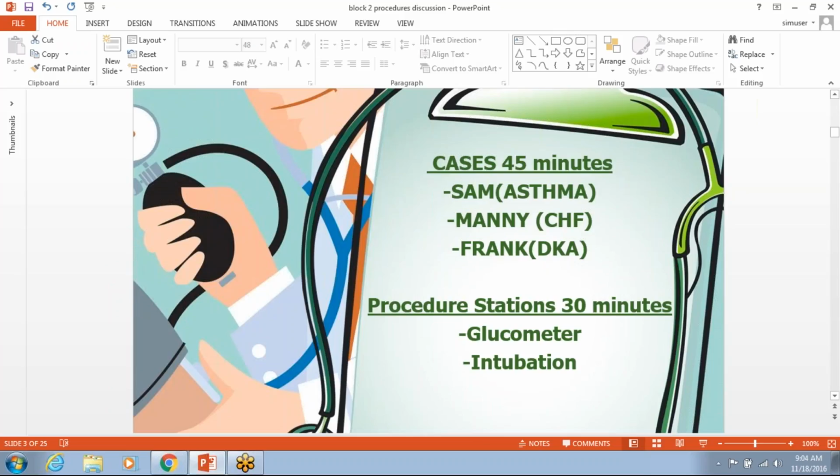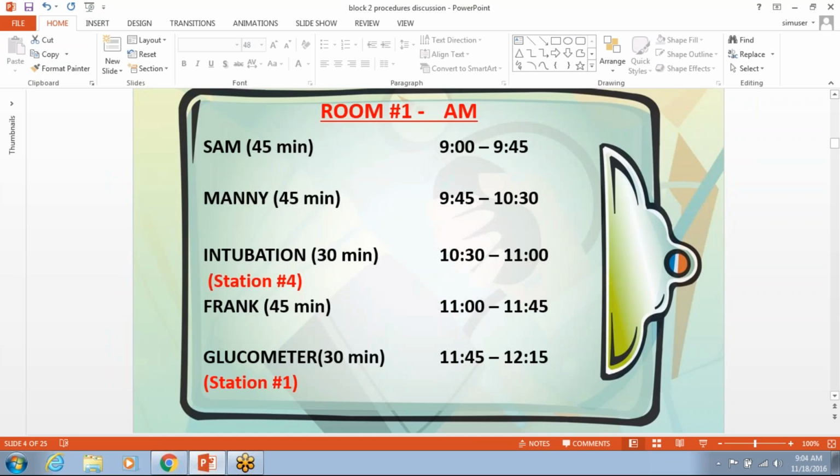And the 3 cases are Sam, which is the asthma case, Manny, which is the CHF case, and Frank, which is the DKA case. Mixed in with that, depending on which room you're at, you'll be doing procedures for 30 minutes. So either glucometer or intubation, which will have an EMS person, which will either be a paramedic or a nurse that will come in and help run the intubation station.